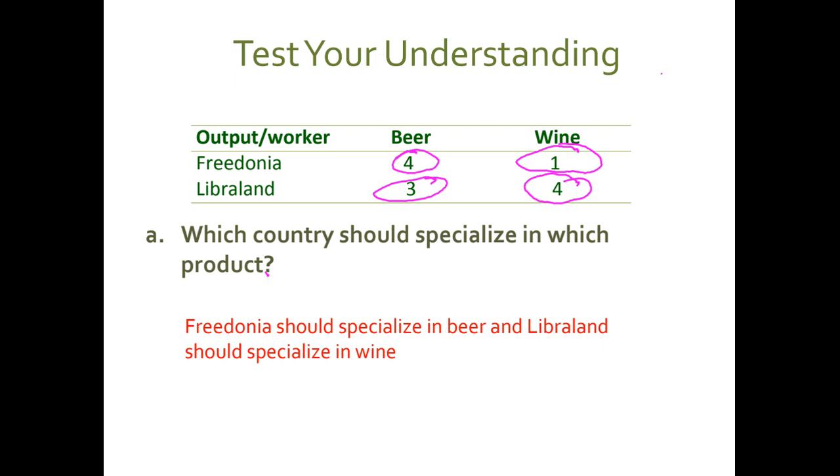So Fredonia should specialize in the production of beer and Liberland should specialize in the production of wine. And when I say specialize, I mean completely specialize. So Fredonia will not be producing wine at all. Fredonia is only producing beer. Similarly, Liberland is only producing wine.